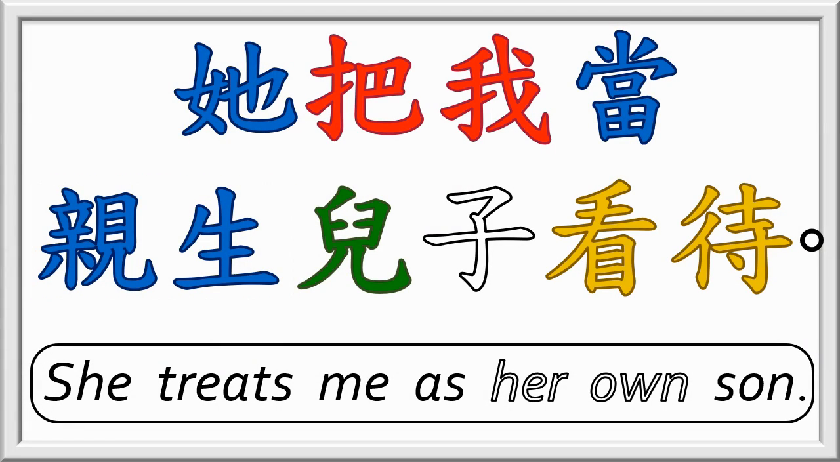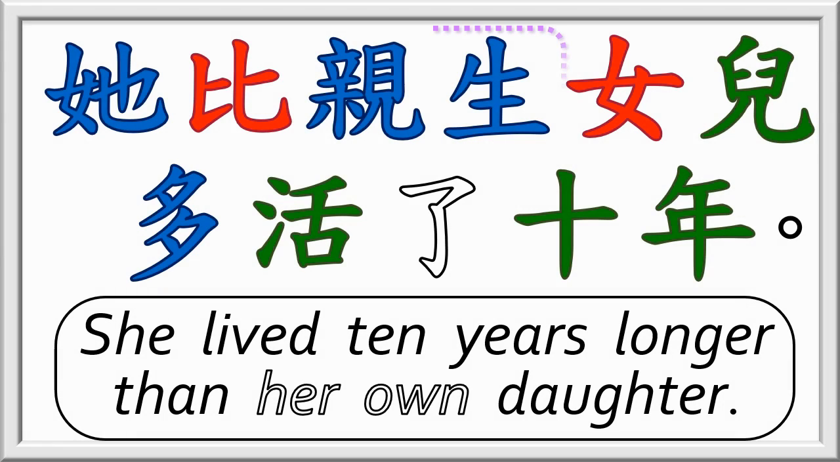Following this same logic, 亲生 indicates a woman is, or acts as though she is, the birth mother. 她把我当亲生儿子看待. She treats me as her own son. 她比亲生女儿多活了10年. She lived 10 years longer than her own daughter.